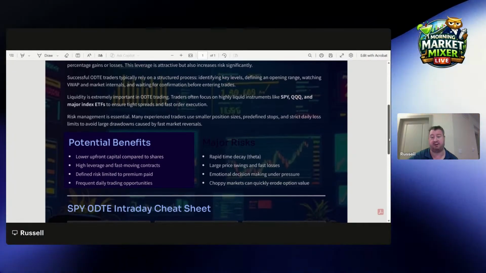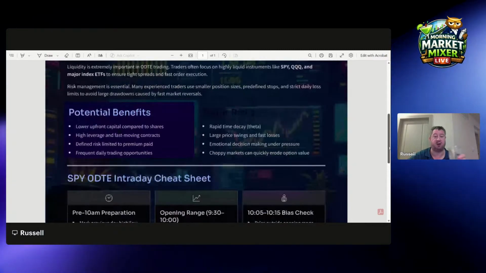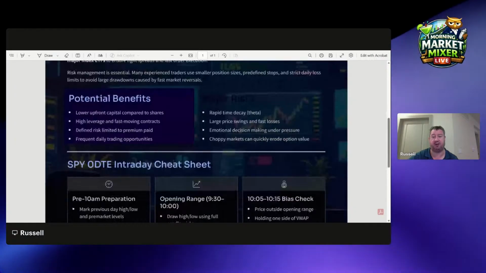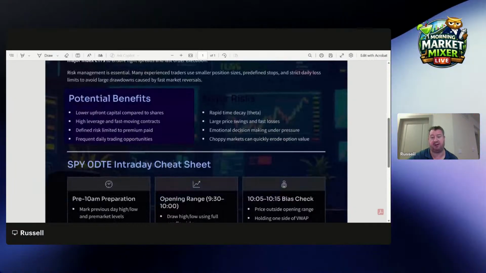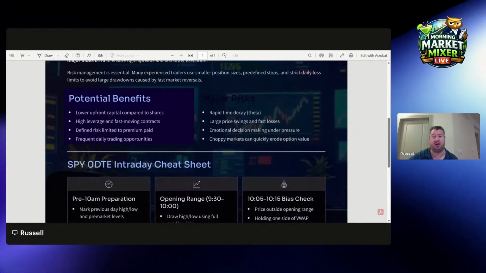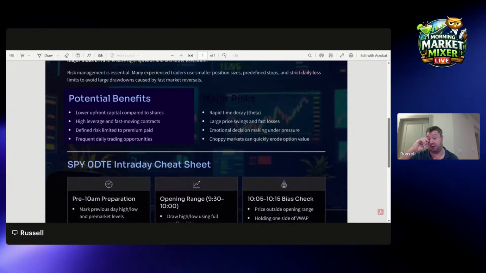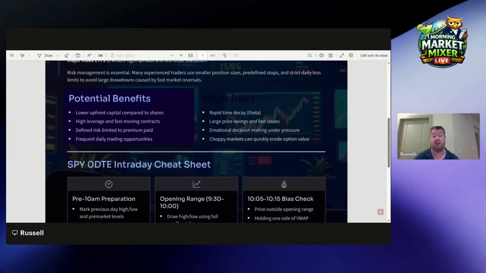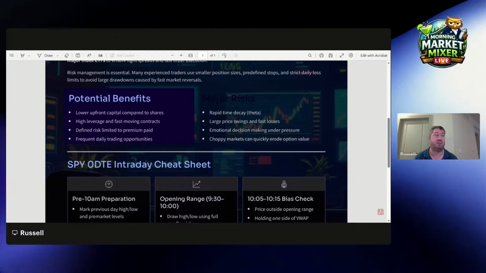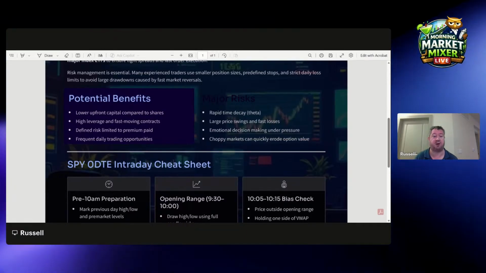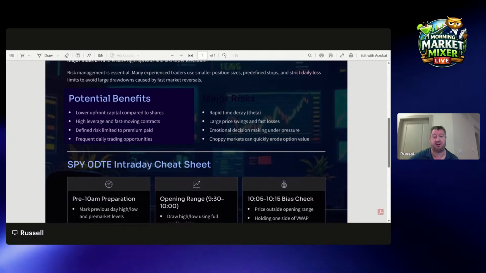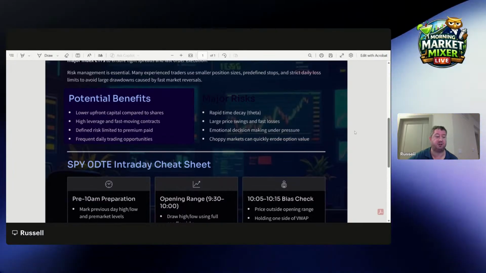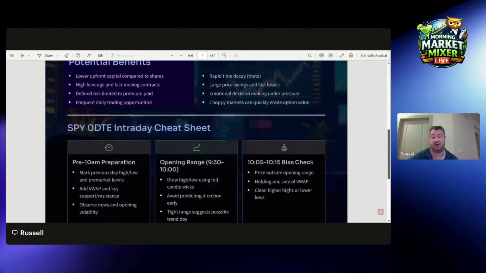So potential benefits: lower upfront capital, higher leverage, fast moving contracts. You can have a very well-defined risk, because the premium that you pay for these zero DTE contracts is often pretty small, typically $100 or $200 for a contract on SPY. There's lots of frequent daily trade opportunities, which is awesome, but you do have to combat things like theta decay, large price swings and fast losses, and all this leads to emotional decision making under higher pressure than other trading strategies. So you've got to be careful with zero DTE.